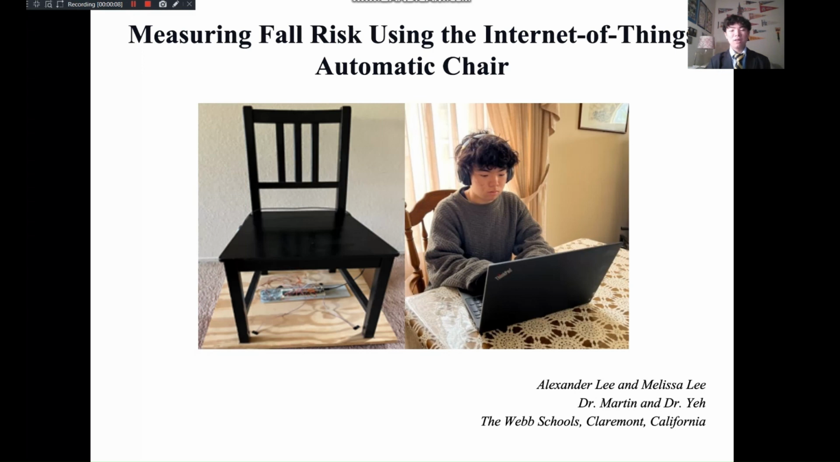Hello, my name is Alexander Lee, and my partner on this project is Melissa Lee. I would like to present our project titled Measuring Fall Risk Using the Internet of Things Automatic Chair.